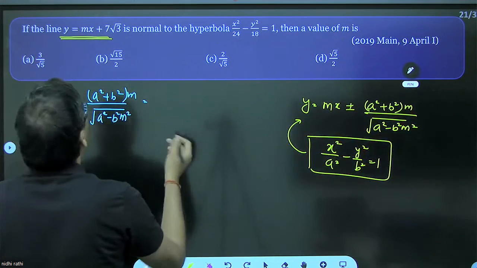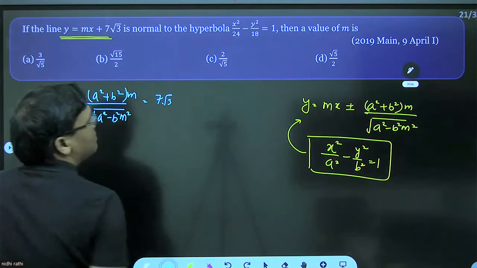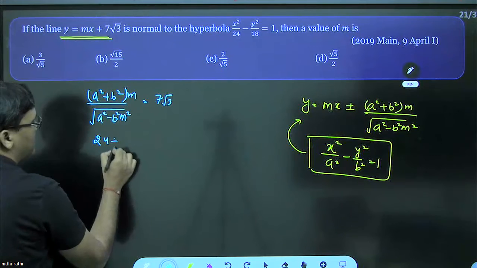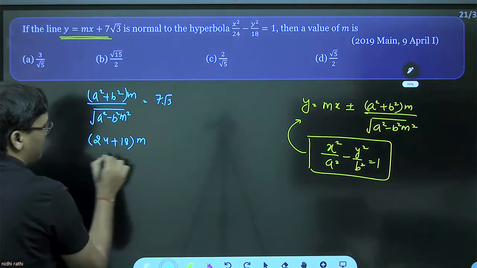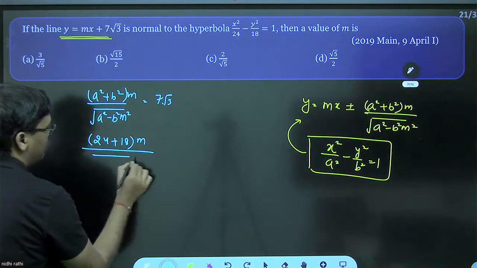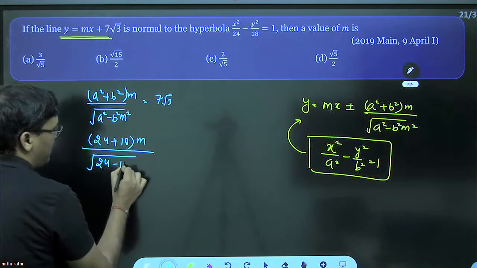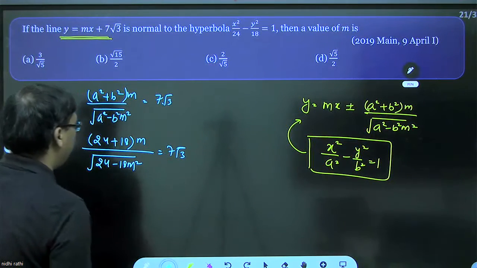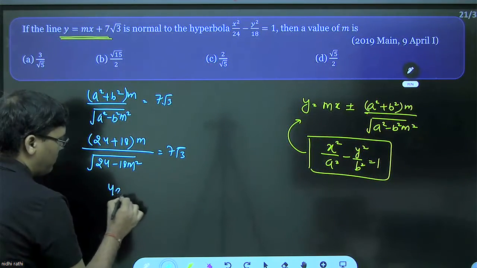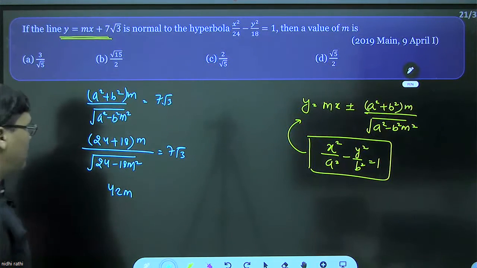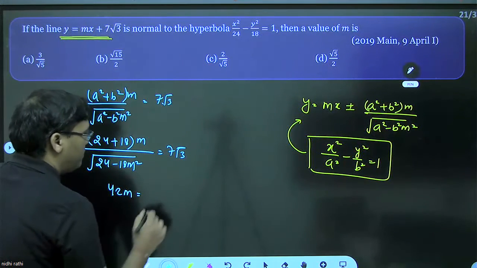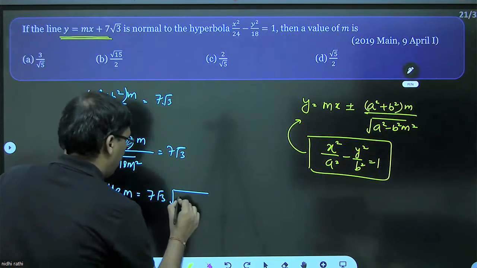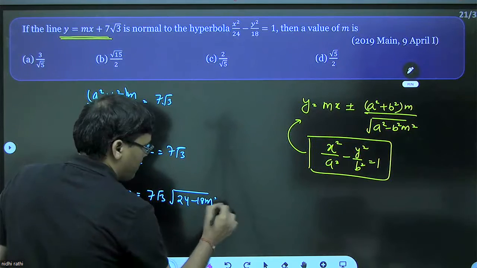This is equal to 7 root 3. Now, what are the values? You can see this is a², b². This is 24 plus 18, m divided by under root of a², that is 24 minus 18 m², and this is equal to 7 root 3. So you can do the calculations here. This is 42m, correct? This is 42m equal to 7 root 3 into under root of 24 minus 18 m².